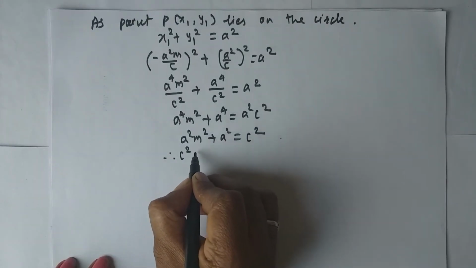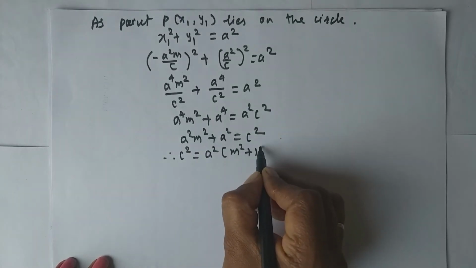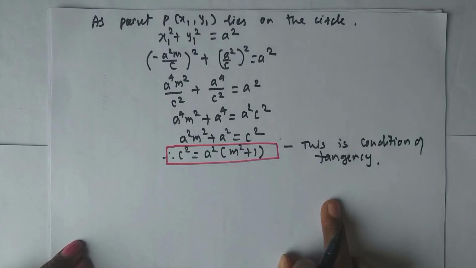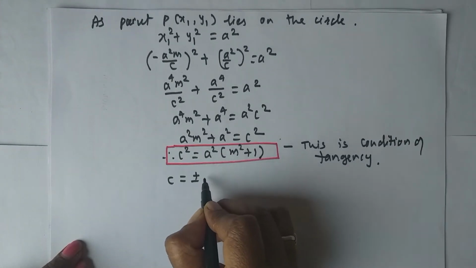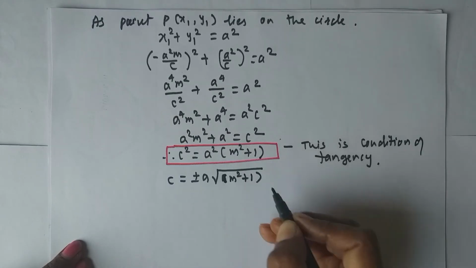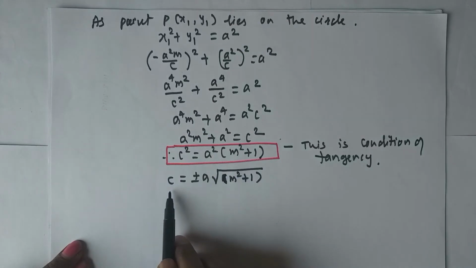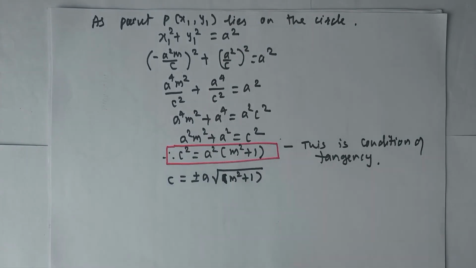Therefore this c square will be, take a square common, this will be m square plus 1. This is nothing but the condition of tangency. If you take the square root, I will get c is equal to plus minus a under root m square plus 1. And where is the point of contact?